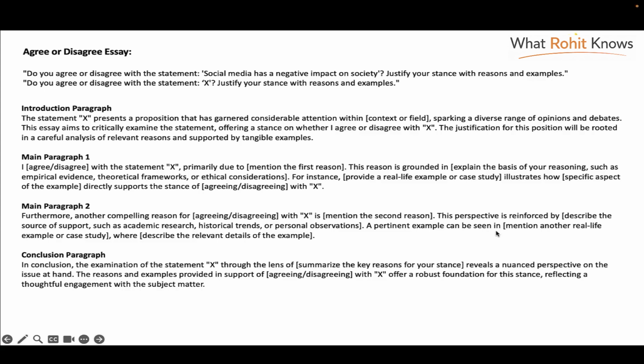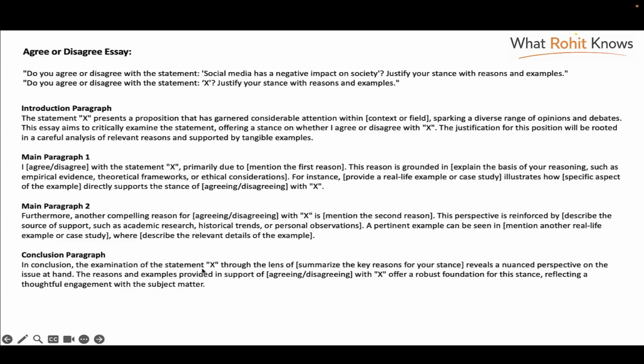"A pertinent example can be seen in..." then you can give another example, "...in a recent survey where 90% of the citizens agreed that social media has had a negative impact on their lives." So my advice is that when you are practicing with this template, come up with 2 or 3 things that you can put here. So for example, for instance, a Harvard study. Now here, a pertinent example can be seen in a recent government survey, or in a recent survey by the government of Australia. So come up with a couple of those things and then you won't even have to think about it in the exam. Now finally, you have the conclusion paragraph.